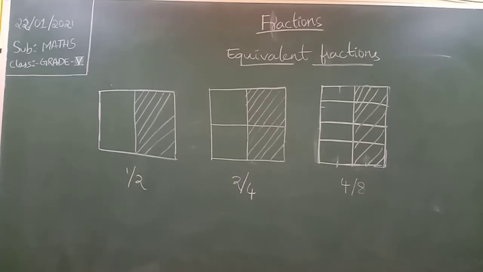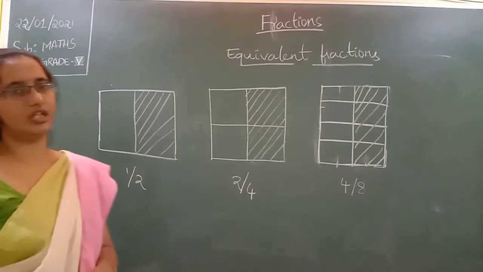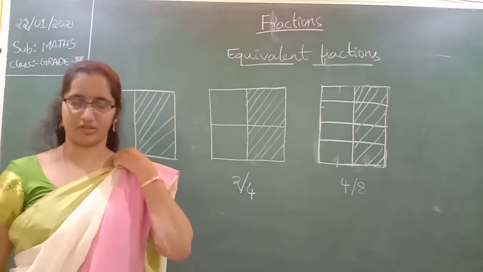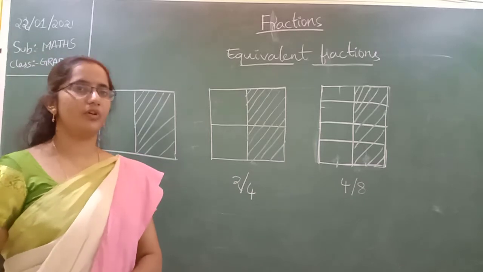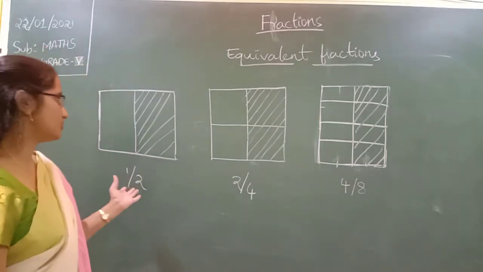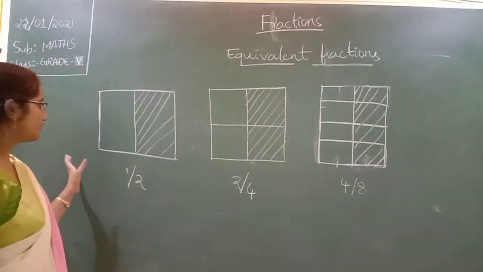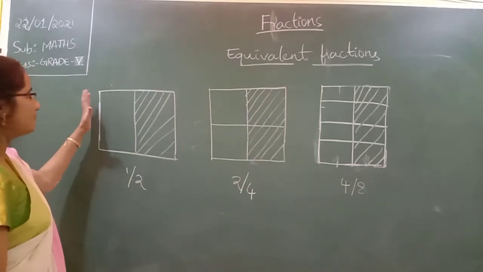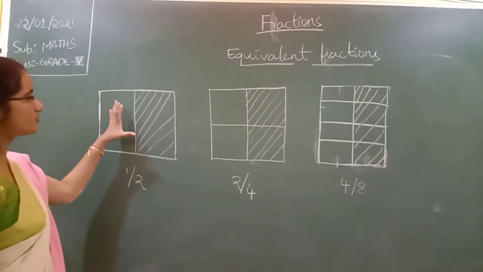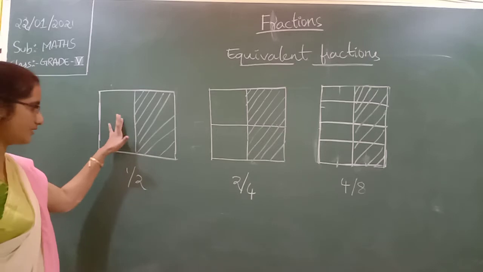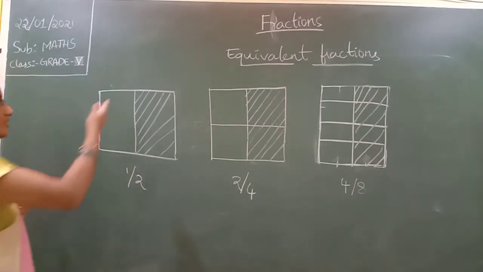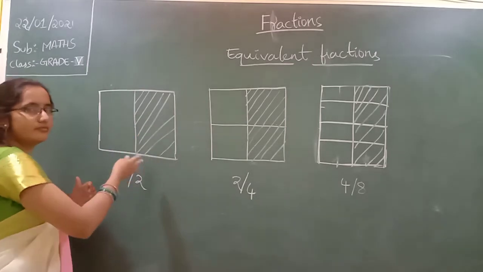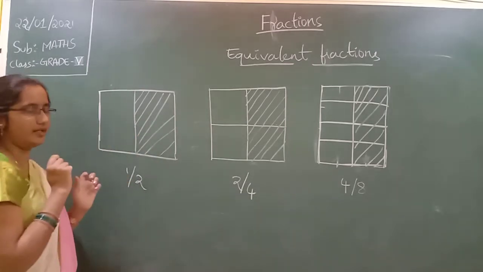Good morning, children. Today we are going to discuss equivalent fractions. What are equivalent fractions? Before going into that, let me explain with a diagram. This is a box. You have a shaded portion in this square. That is, half of the square is shaded. Half of the square is shaded.